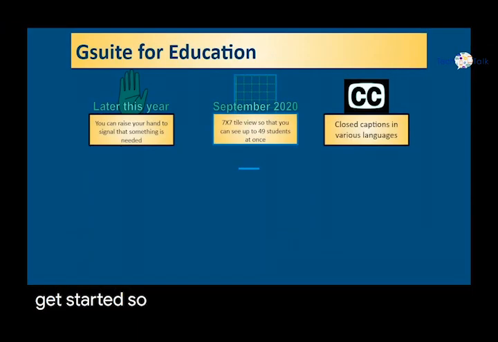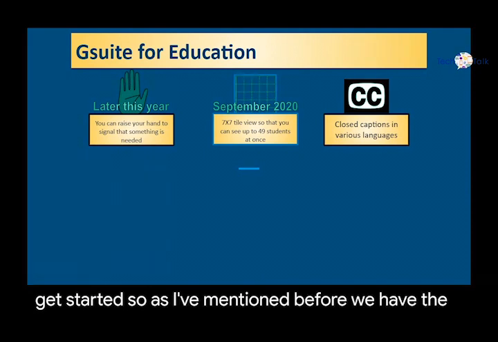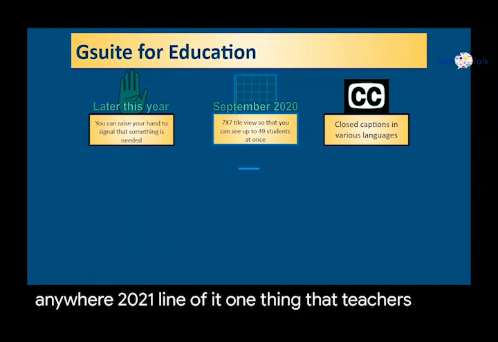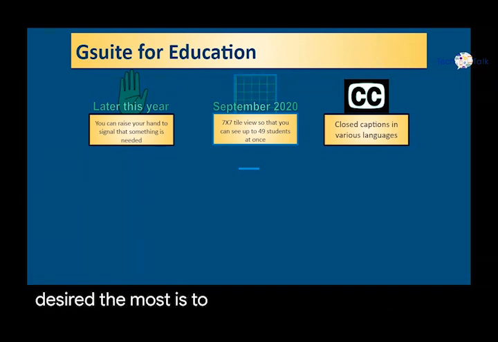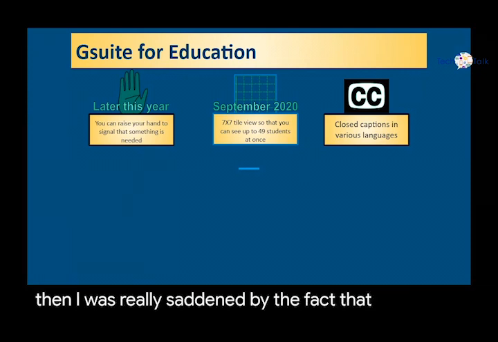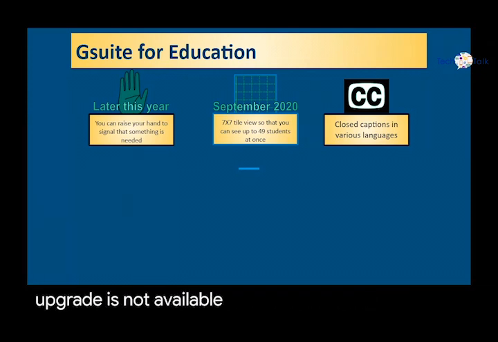As I've mentioned before, we have the timeline of the update dates that were given at the Anywhere 2021 line event. One thing that teachers have desired the most is to have small groups during their Google Meet sessions. I was so excited when Google announced this built-in breakout room upgrade, but then I was really saddened by the fact that this upgrade is not available to everyone.